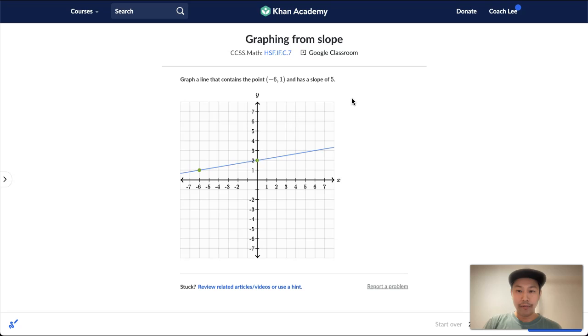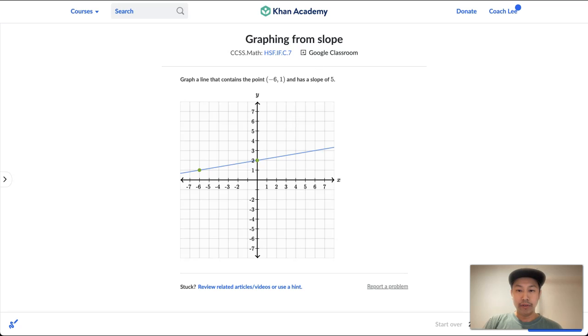I'm going to do the same thing here, right? Give you guys a little bit of a visual. 5 is the same thing as 5/1, right? So they're both positive. Change in y is 5.